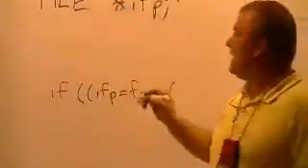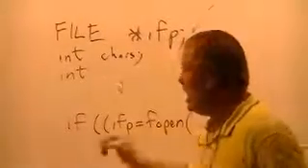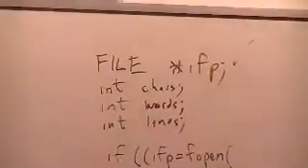So it looks like I need to declare not only the file, right? But I'd also need to declare int chars, right? And then what else? Int words. Int lines, right? Are the words and lines going to be integers? If I'm counting something, isn't that an integer? Yes.